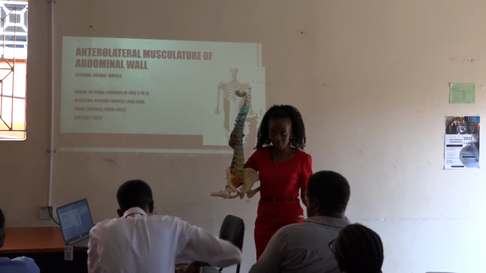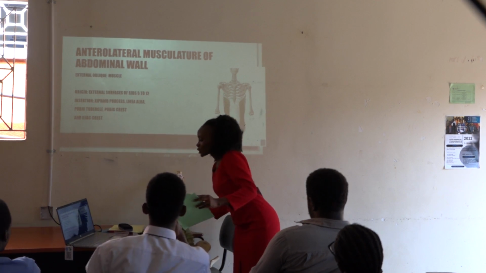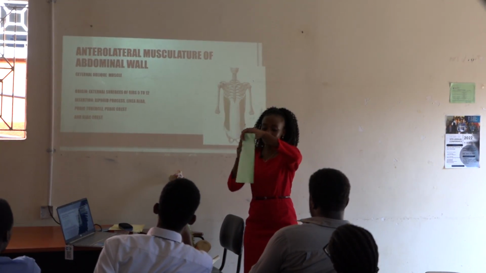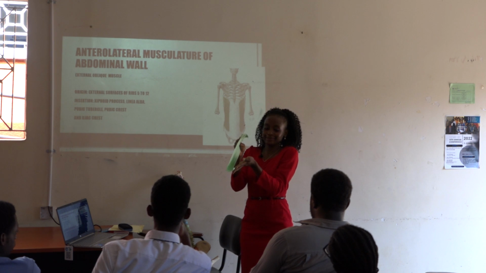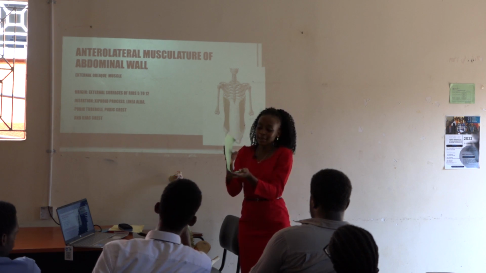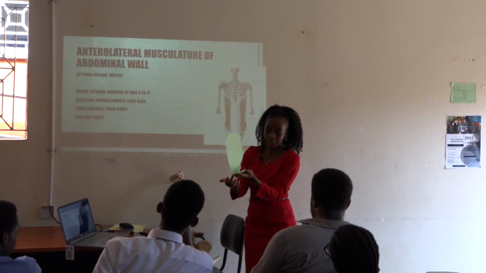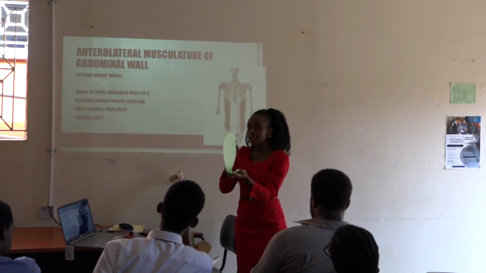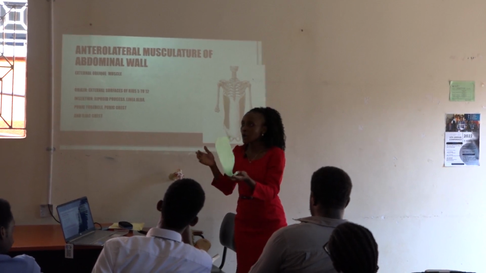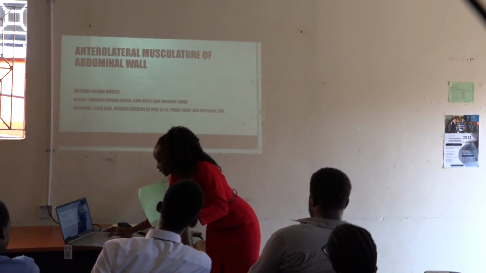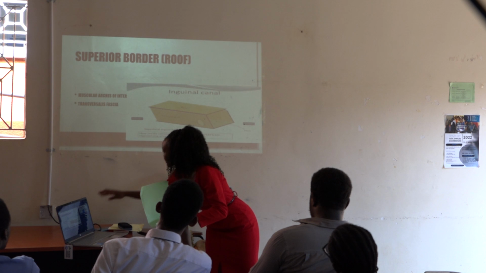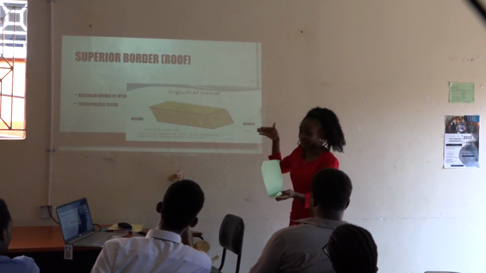You've understood? So when it comes, just imagine it's doing this. This is the aponeurosis, and this is our inguinal ligament. So right now we already have two borders. The inguinal canal is like, let me show you, it's like this. It's like a tunnel, as I told you.